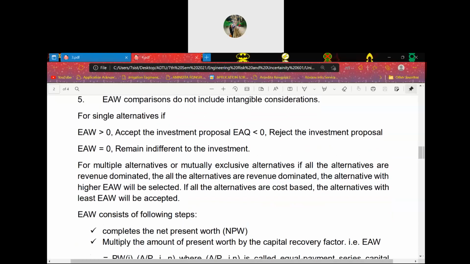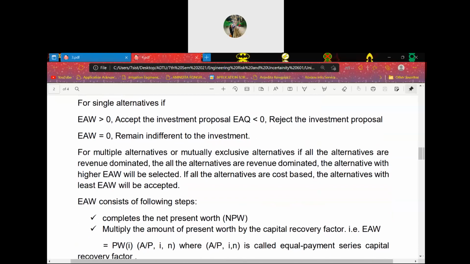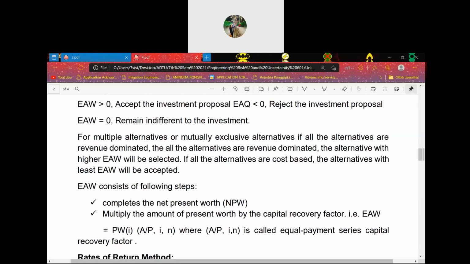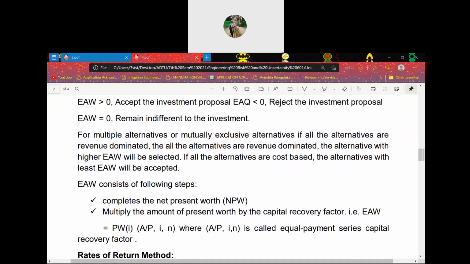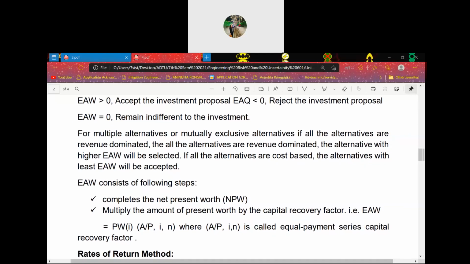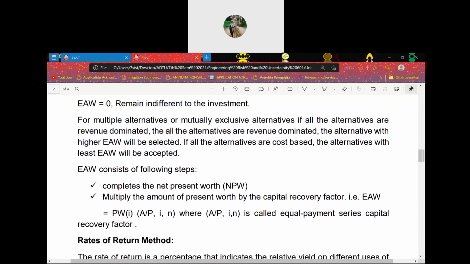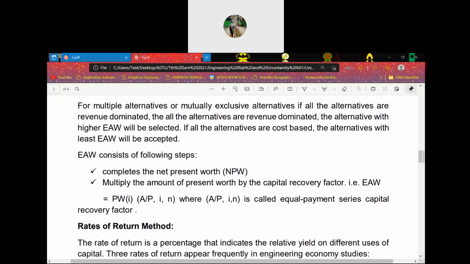So EAW consists of the following steps: compute the net present worth, NPW, then multiply the amount of present worth by the capital recovery factor, that is EAW is equal to the present worth amount multiplied by A/P, i, n, where A/P, i, n is called the equal payment series capital recovery factor.